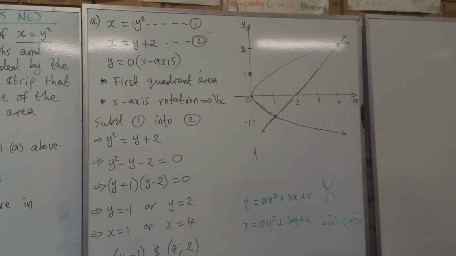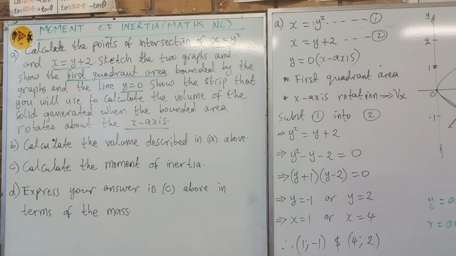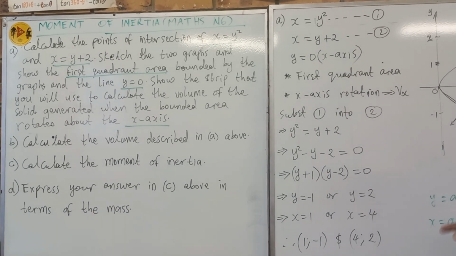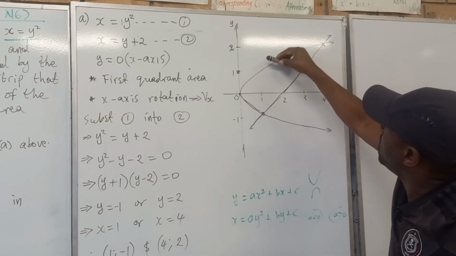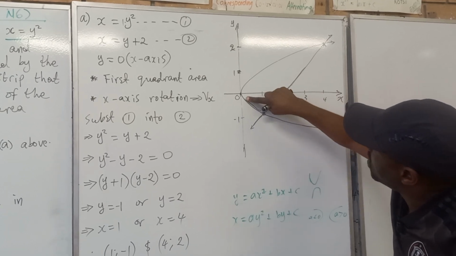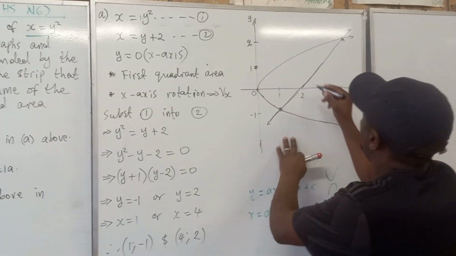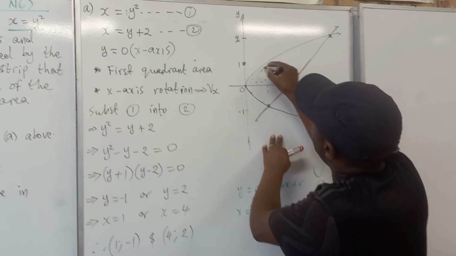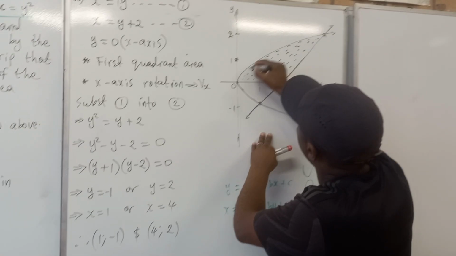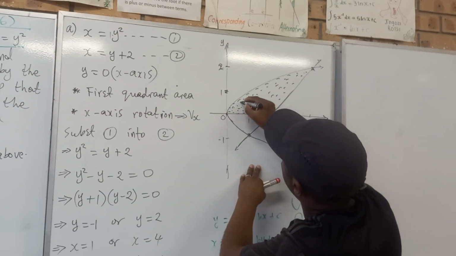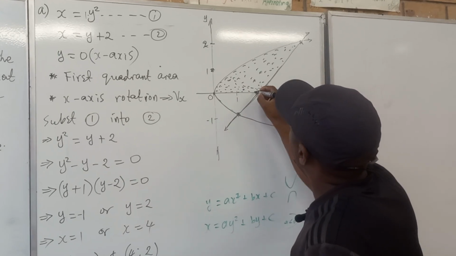Now we can go to the important story. The important story here says we need to show the first quadrant area bounded by the graph and the line y equal to 0. Y equal to 0 is the x-axis. You can see the region between the two graphs spreads from the first quadrant to the fourth quadrant. But the question has made it very clear that we need the first quadrant area. So we are only settling for this one. The first quadrant area bounded by the graphs and the x-axis, which is also called the line y equal to 0. So that is how our diagram should look.